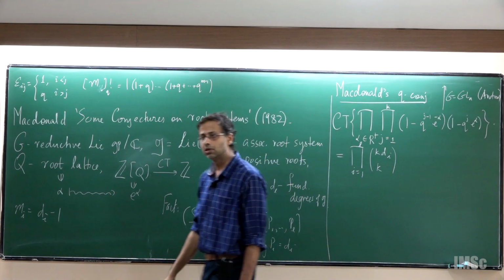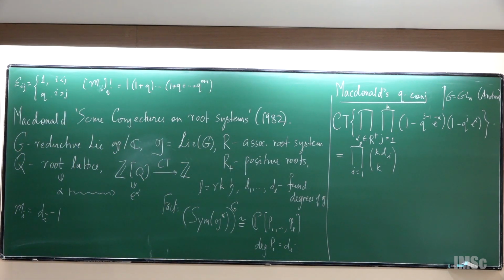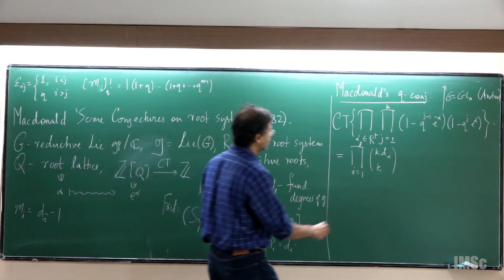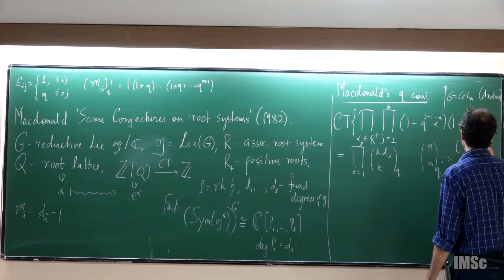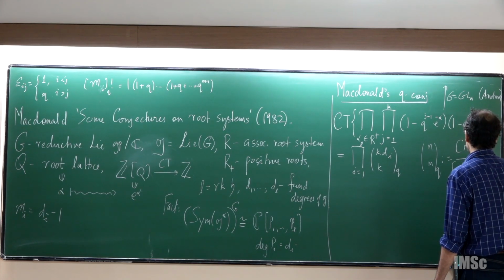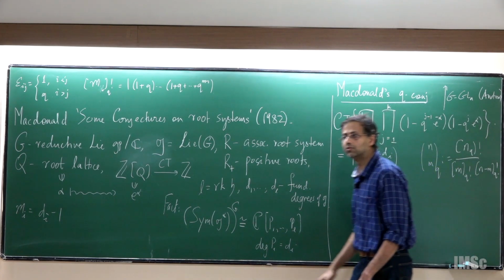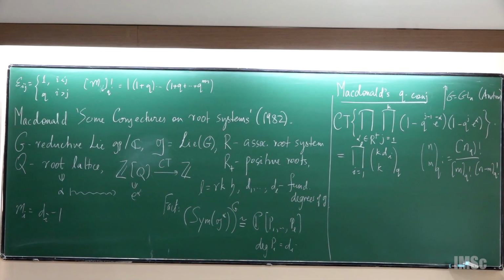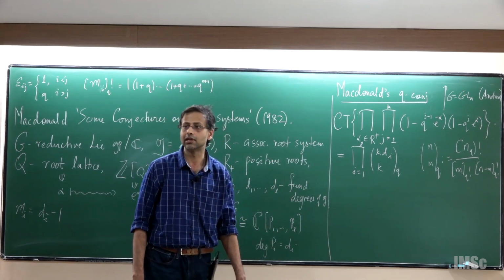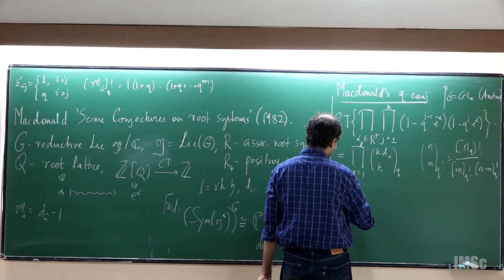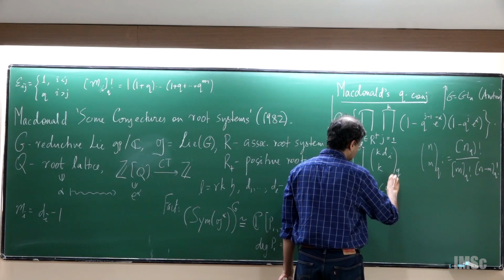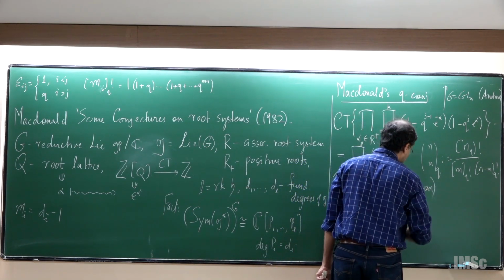So it turns out that Macdonald's q conjecture can be restated in different ways. You want q binomial? It's a q binomial. n choose m_q by definition is the q factorial. Once you have q factorials, you have q binomial and so on. There are different ways to restate this identity. It's not a trivial calculation, but after some calculation, it turns out this is equivalent to the following identity, which is more symmetric.